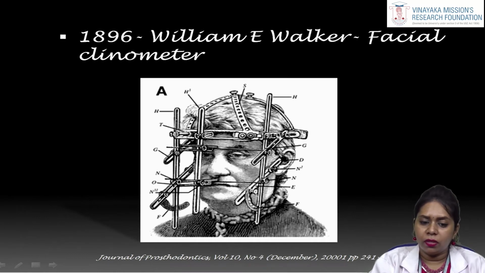This was the first instrument devised to determine the individual relationship and movement of the mandible for the purpose of constructing mechanisms imitating these movements, and this was called the facial clinometer. Though it was a very complicated device, it was not used very popularly.